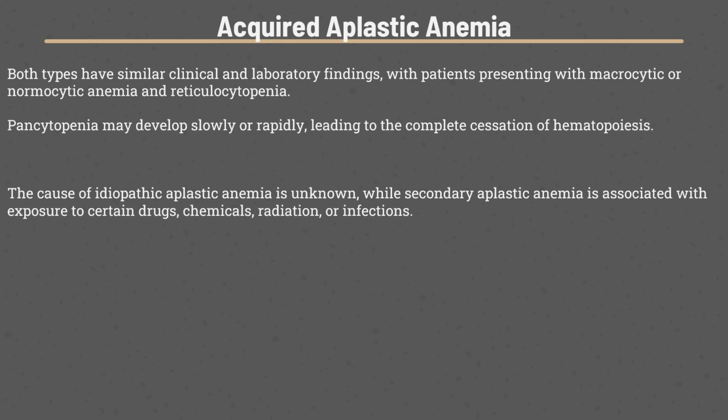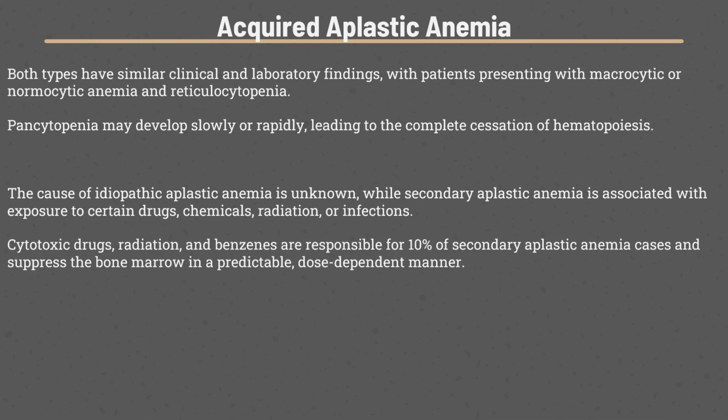The cause of idiopathic aplastic anemia is unknown, while secondary aplastic anemia is associated with exposure to certain drugs, chemicals, radiation, or infections. Cytotoxic drugs, radiation, and benzenes are responsible for 10% of secondary aplastic anemia cases and suppress the bone marrow in a predictable, dose-dependent manner. Generally, the bone marrow recovers after the withdrawal of the agent.